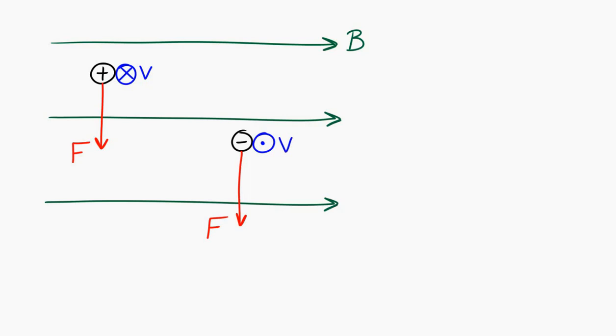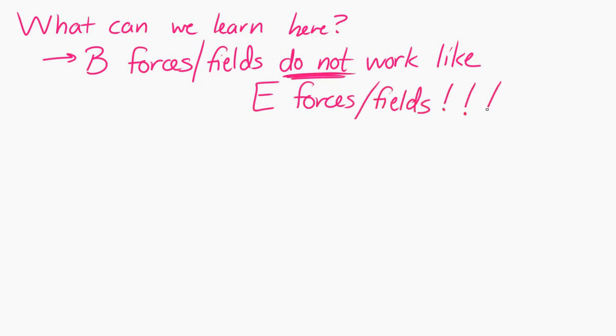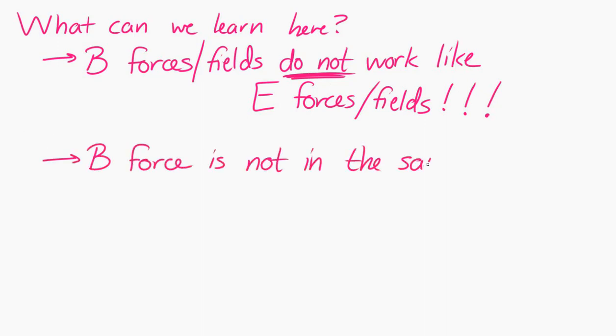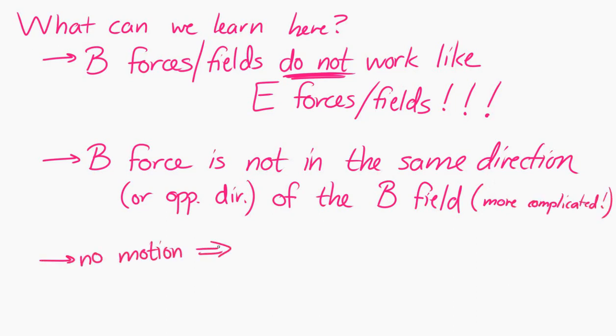Okay, so what can we learn from this? Well, first of all, magnetic forces do not work like electric forces. The magnetic field and the magnetic force are very different than the electric field and the electric force. The force is not in the direction, or simply in the opposite direction, of the magnetic field. It's more complicated. Something else is happening here. And then the other thing to notice is there's no magnetic force if there's no motion.